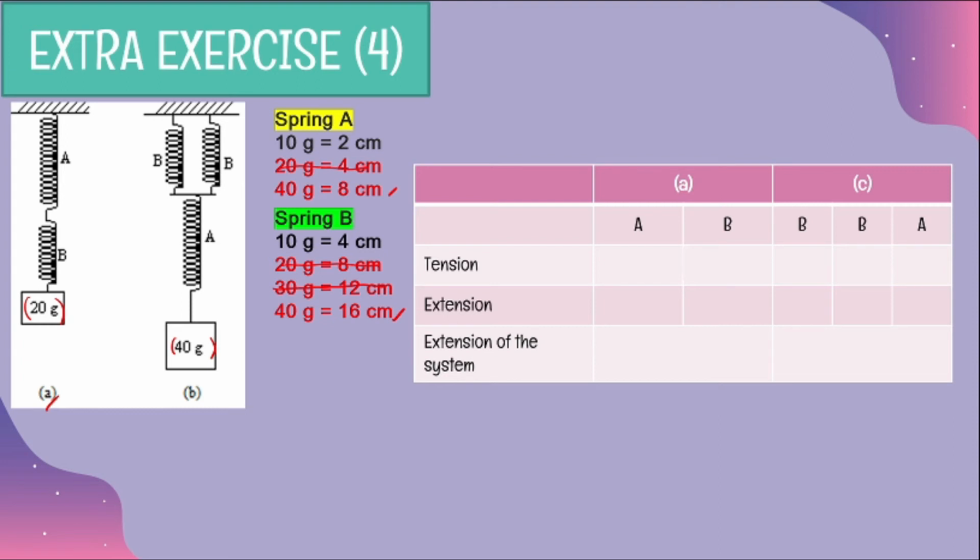Alright. So kita tengok yang A. Sebab dia series, 20 and 20. Lepas tu tengok spring dia. Spring A, tengok ni 20 berapa? 4. Okay. Spring B, 20 berapa? 8. Okay lah. 8. Extension of the system, ini campur belaka. Macam tu. 4 plus 8, 12 cm. Okay, next.